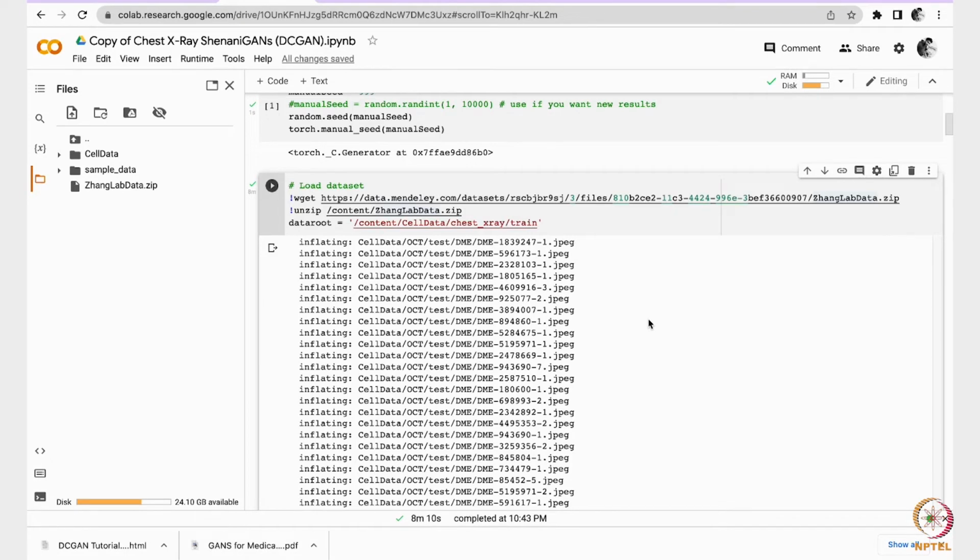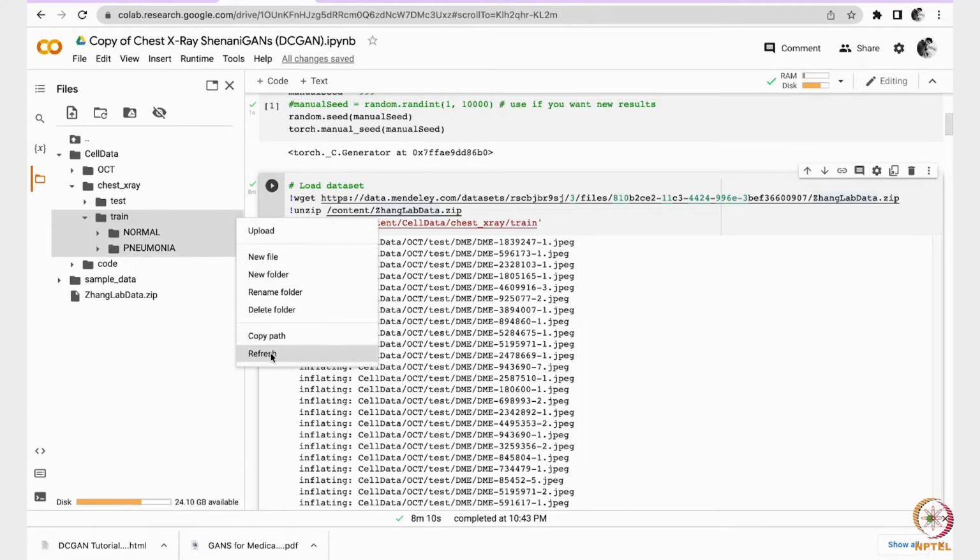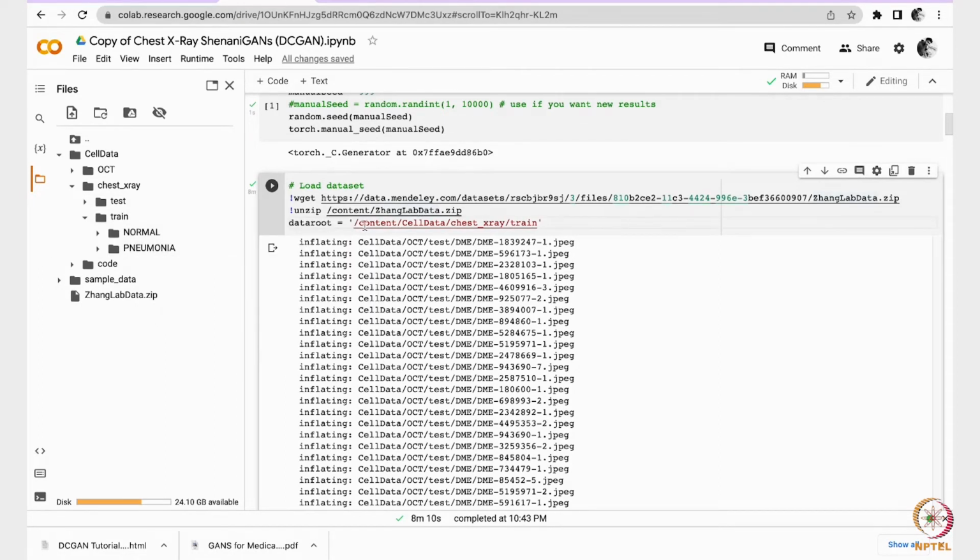Now you can see that after downloading the data, the data has been extracted from this particular file. If you observe in this cell data, we have OCT, chest X-ray and code. But as of now, we just use the chest X-ray dataset. And in the chest X-ray dataset, my aim is just to focus on the train folder only. And inside, see here, this is the content to extract the subdirectory of the train. You just have to click here and copy path, and that path will be this one.